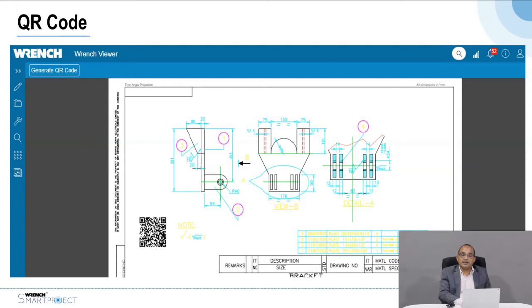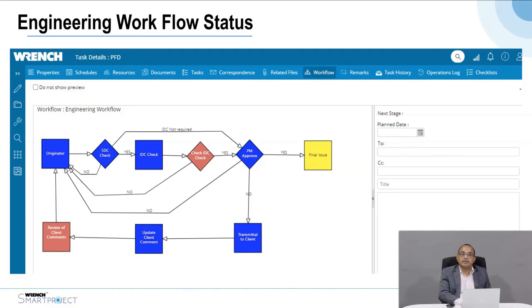Now, every drawing that is printed from Wrench is put with a QR code so that when the drawing is used by the end user at the construction site, they can actually check whether the drawing they've printed is the latest by running the mobile app of Wrench Smart Project on it, and it checks with the server and tells whether the drawing is the latest or not.